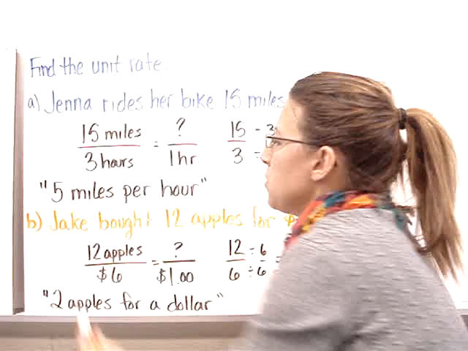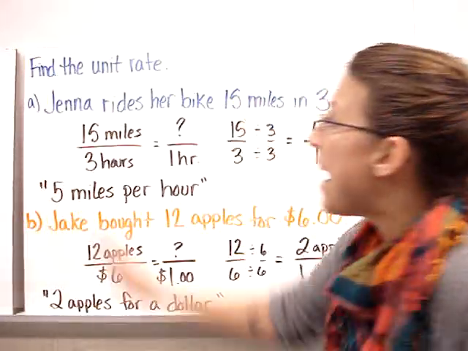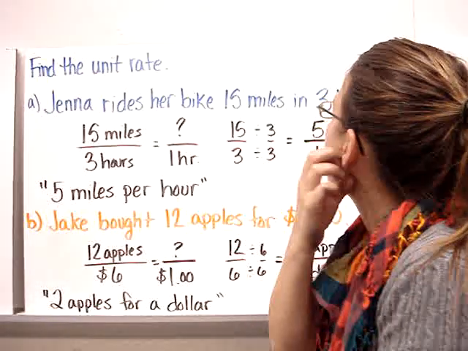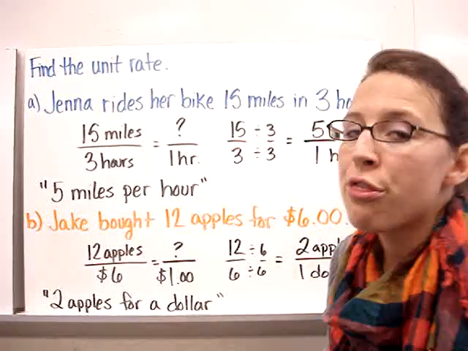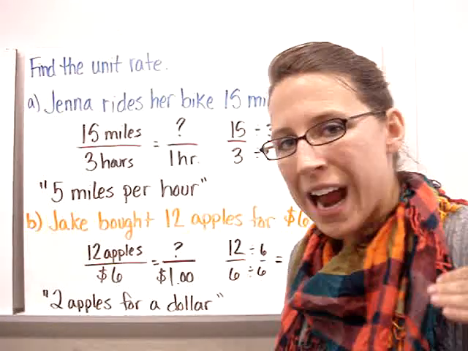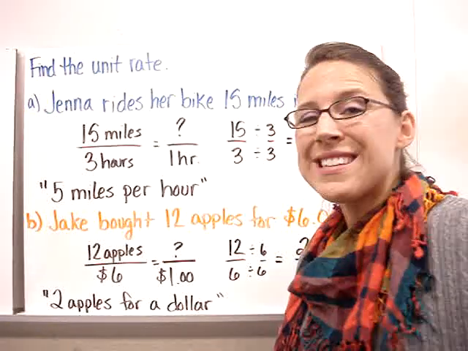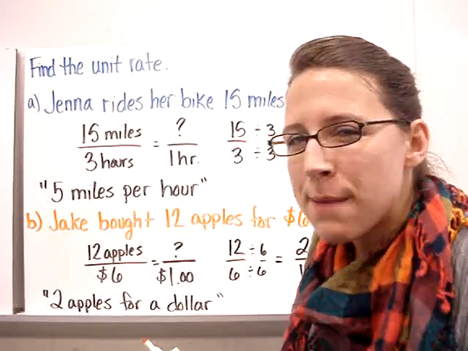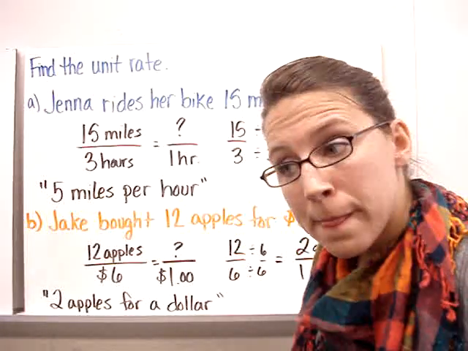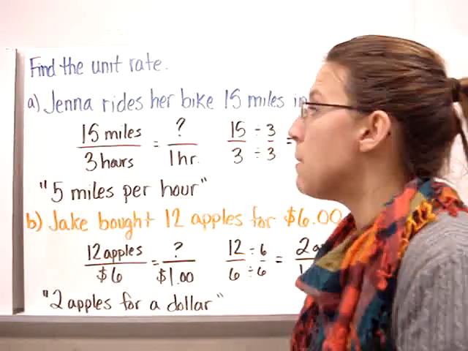So here are some examples. Find the unit rate. Jenna takes her bike and rides for 15 miles in 3 hours. So the unit rate would be, well, how many miles per hour? Remember, the unit rate, the second unit is 1. We're used to saying miles per hour. You could say hours per mile as well, and we'll talk about that in class, but miles per hour.